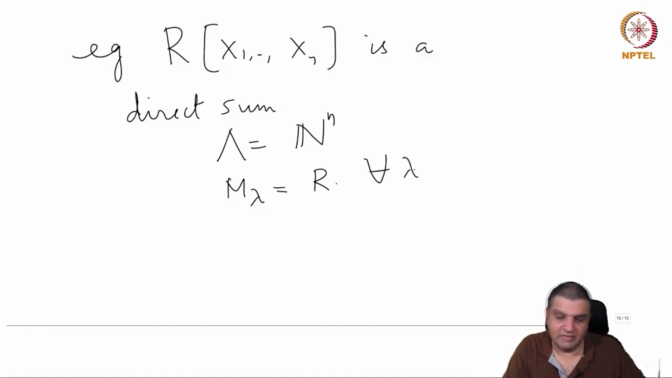So you could have infinitely many factors in the direct sum, but every polynomial will have only finitely many terms.